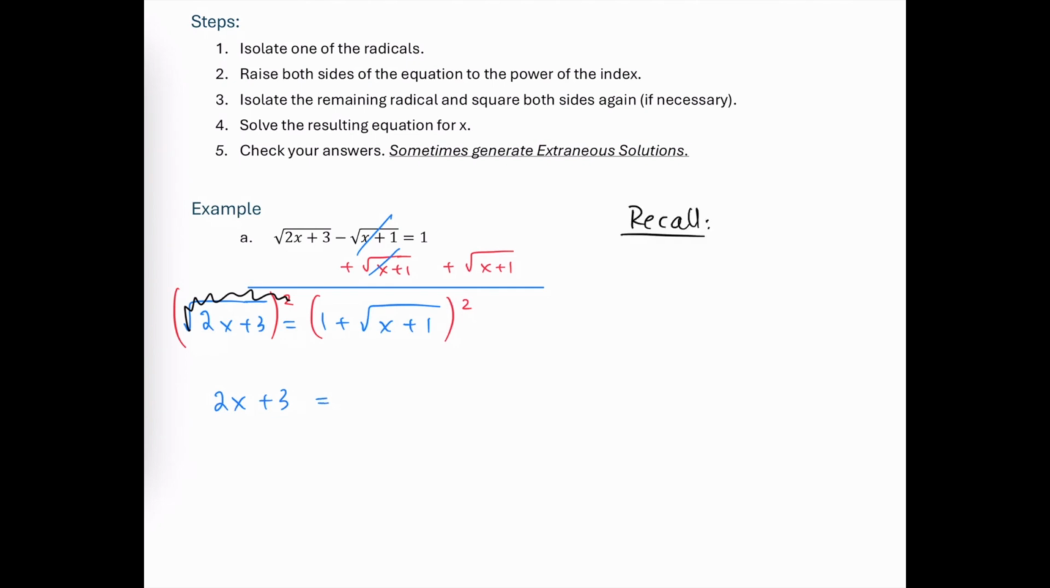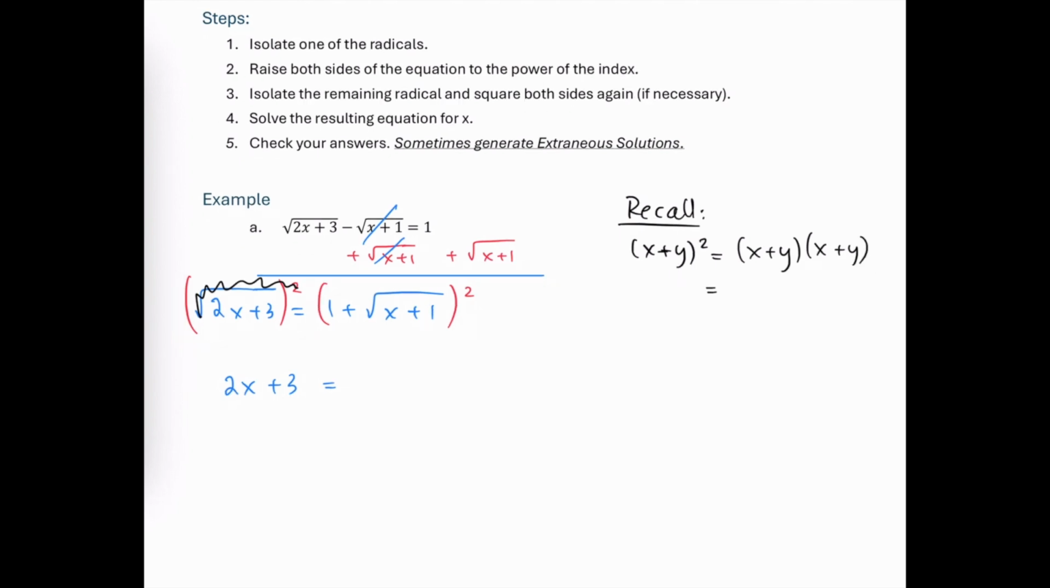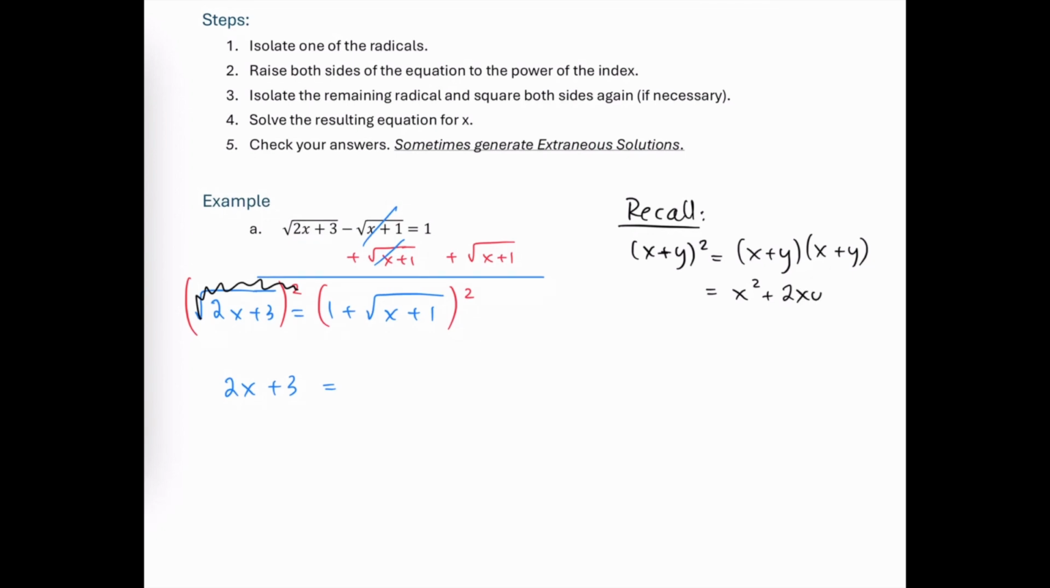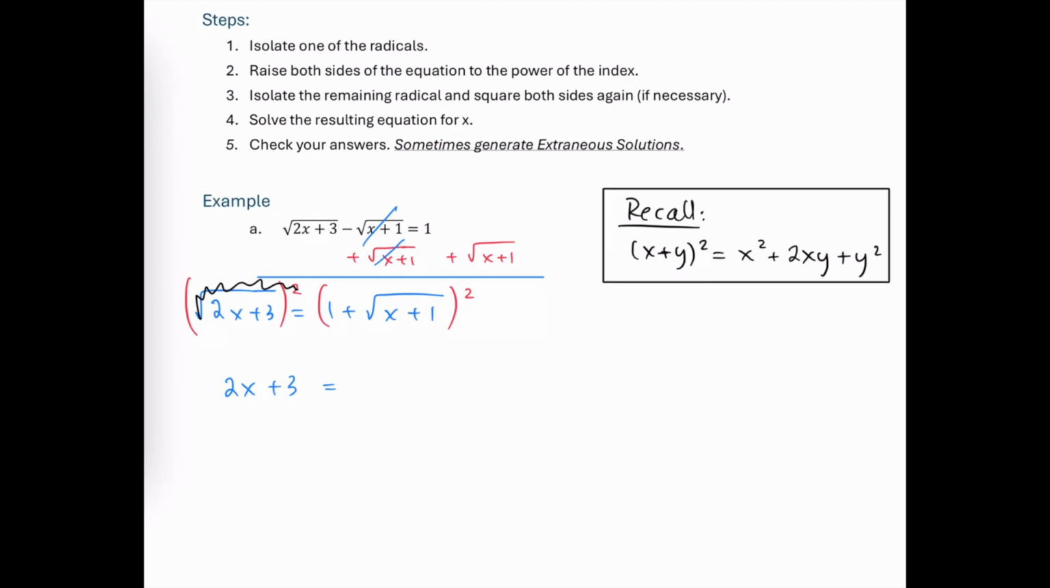Now on the right, let's recall the property that if we have two things added together on the inside of a parens that's being squared, that means that quantity is multiplied by itself, and after we FOIL, we get x squared plus 2xy plus y squared. And this is a formula that really needs to be memorized. It's used a lot in algebra and calculus.